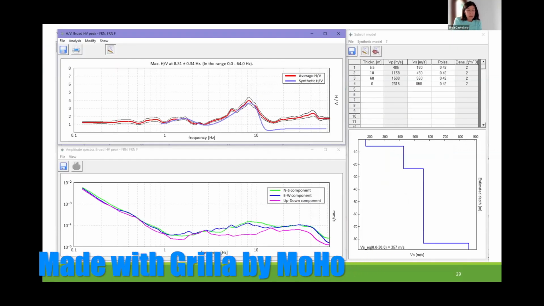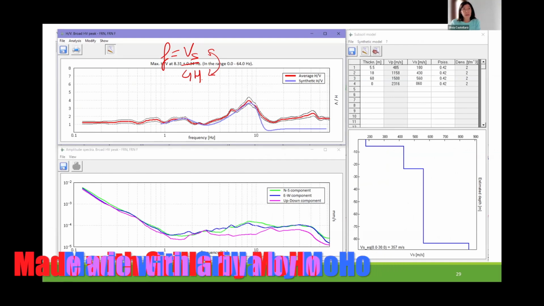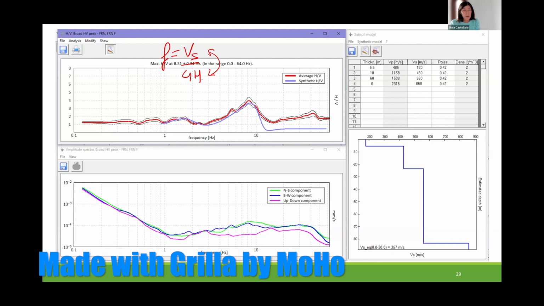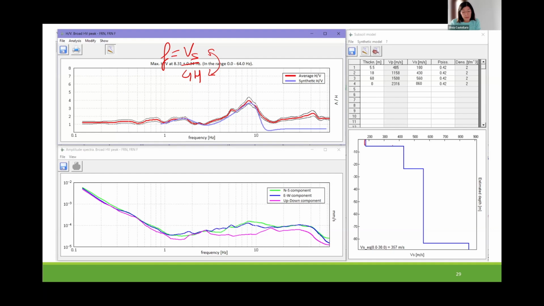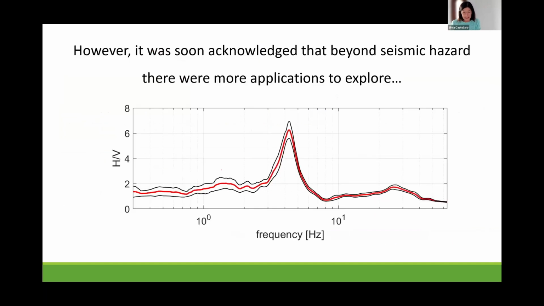There are also other applications, because if you recall this equation, as we said before, if you have a constraint on one of these two variables, you can determine the other variable. So if you have a constraint, for example from a drilling or from an MASW, or a dispersion curve that doesn't go very deep, if you have an initial constraint on one of the two variables, you can, for example, determine the VS profile at your site. This was proposed many years ago. It was 2009, in this paper where VS30 were estimated by using constrained HV measurements. If you don't have any constraint, you can't do anything. And this was a second application.